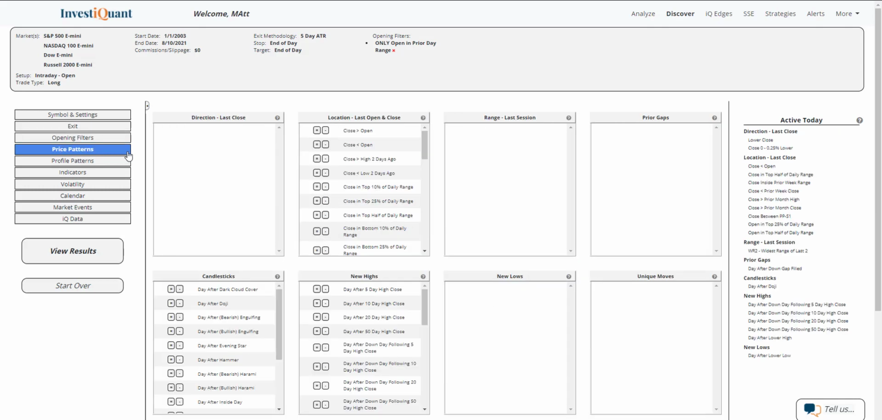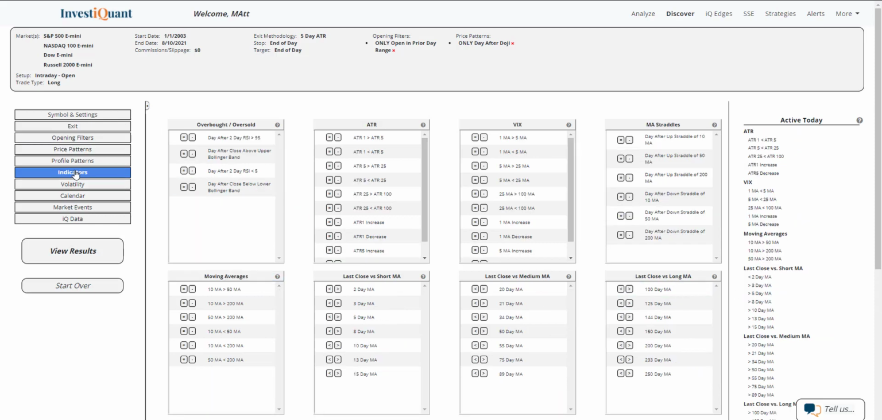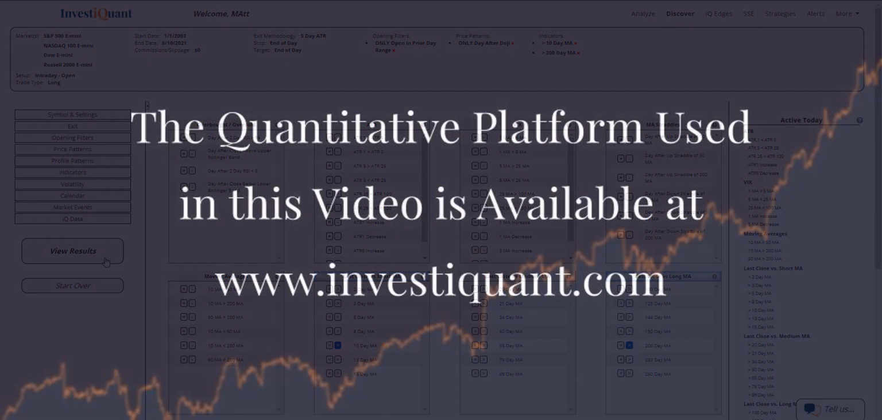Then I'm going to go into the price patterns library, and in the candlesticks category, I'm going to hit equals next to day after doji. We did have a doji candlestick yesterday. You can also grab that from the active today section. And then lastly, I'm going to go to the indicators and put us in a bull market environment above a 10, above a 200-day simple moving average, and now I can click view results.